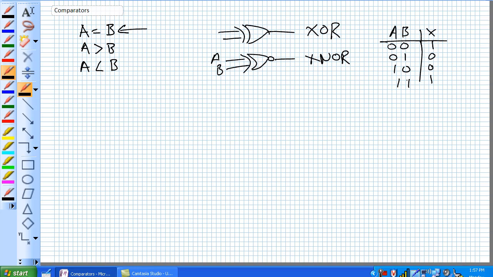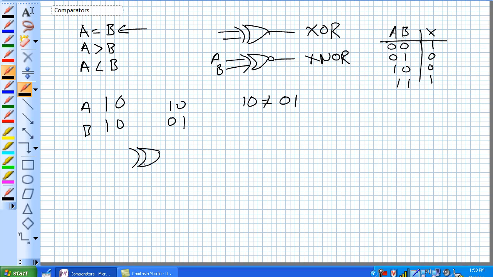But now for two bit numbers to be the same, both digits in both positions must be the same. If A was this and B was that, they're the same. But 10 and 01, they are not the same, because 10 is not equal to 01. You might say, well, there's a 1 there and a 0 there. This one's got a 1 and a 0. Yeah, it doesn't matter. Both bits have to be the same, and they have to be the same in the same position.